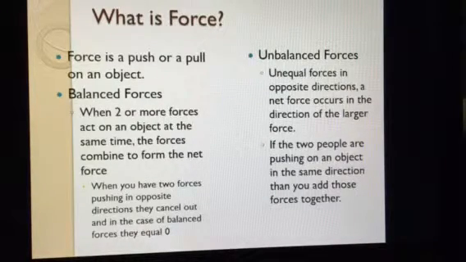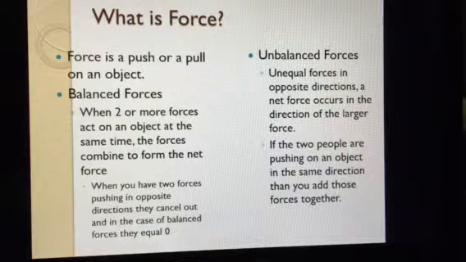You could have 2 people pushing on the same side of the chair. If we did that, that would also be an unbalanced force because it's an unequal force in the opposite direction. So if I had 2 people, both pushing at 5 newtons apiece, with a total of 10 newtons to the left, the person would move to the left because there's nobody pushing in the opposite direction. And that's the difference between an unbalanced and a balanced force.